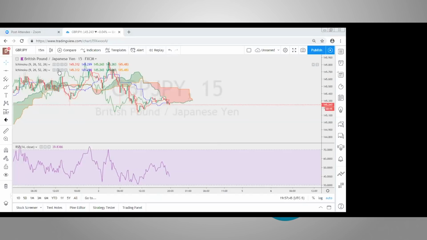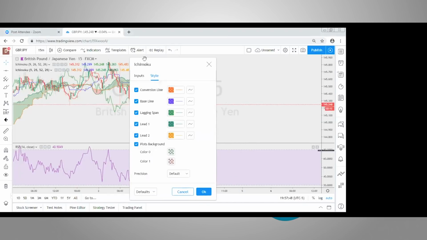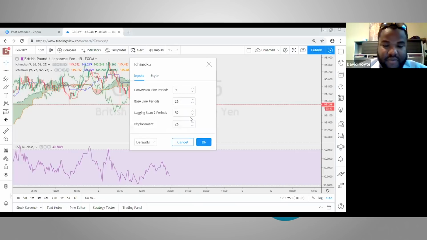Got it. All right. I have a quick question. For the properties of the Ichimoku Kinko Hyo, the Tenkan-sen, Kijun-sen, and Senkou Span B, are they supposed to be a specific number? I just use the defaults. Whatever the default is. Mine are set up like 9, 26, 52, so I was just wondering if that was right. Yeah, that's the default. So you're good.